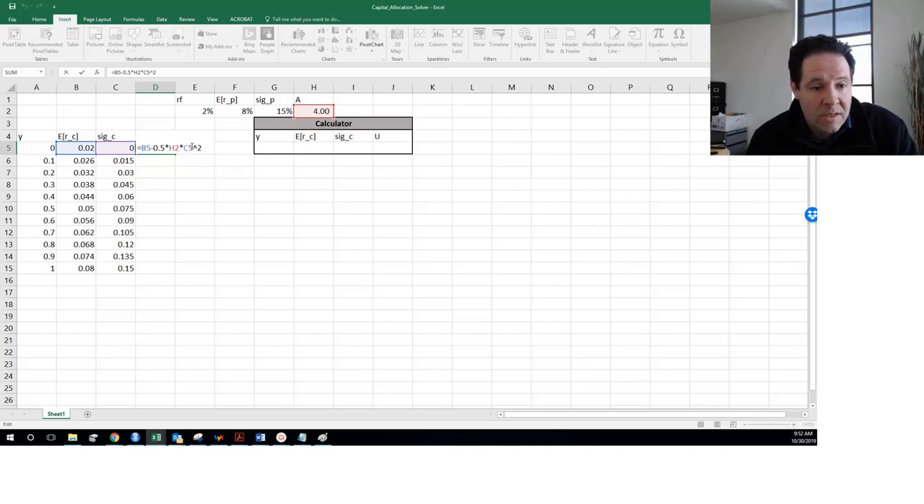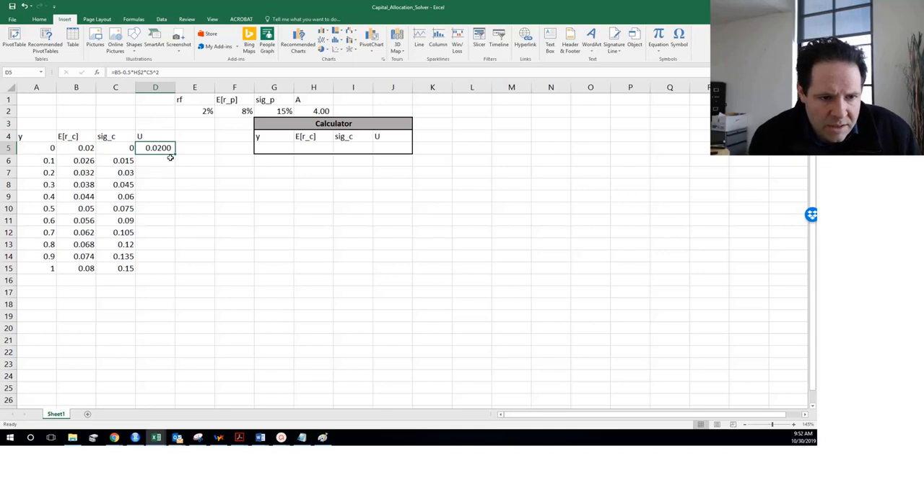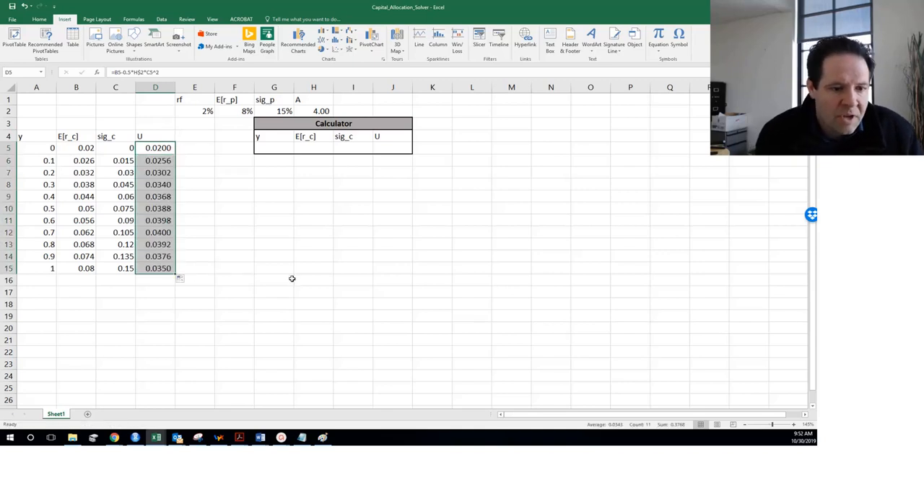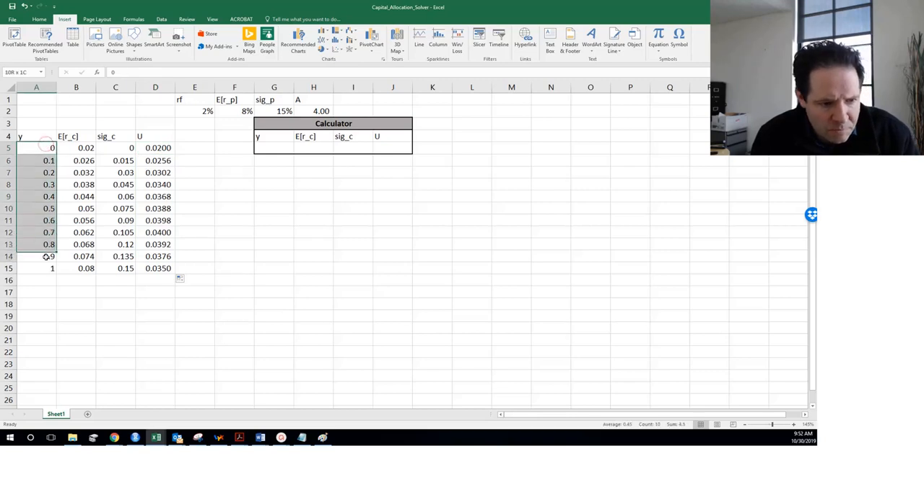I want the standard deviation to come along with me, but I'd like to keep that reference to risk aversion in that same cell that I had above. And so I can do this and say, well, okay, how does this look? I can just then drag this down. And so what you'll see is that for different levels of wealth in the risky asset, utility is going to change.